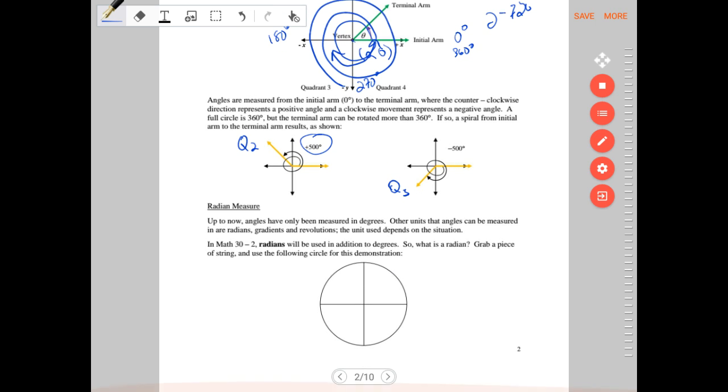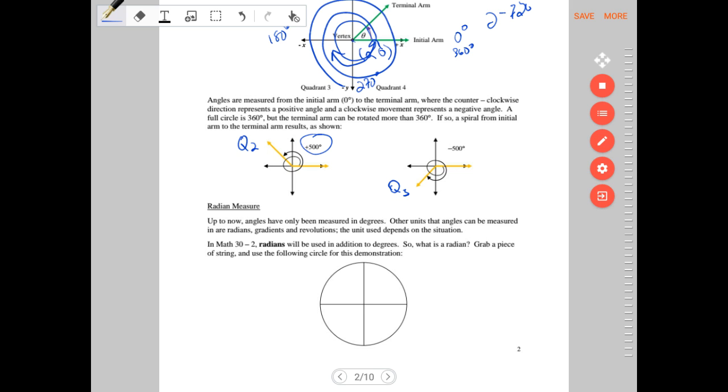Now, we don't just have to use degrees to measure angles anymore. There are other things that angles can be measured in, such as radians, gradients, and revolutions. The unit used depends on the situation. As far as you folks are concerned, radians will only be used in addition to degrees. So, what is a radian?